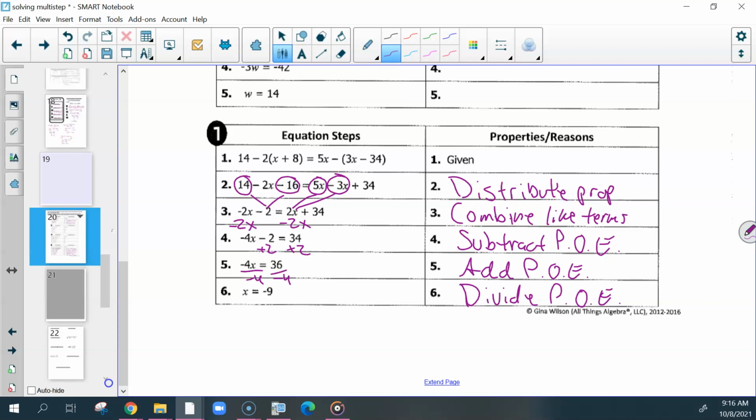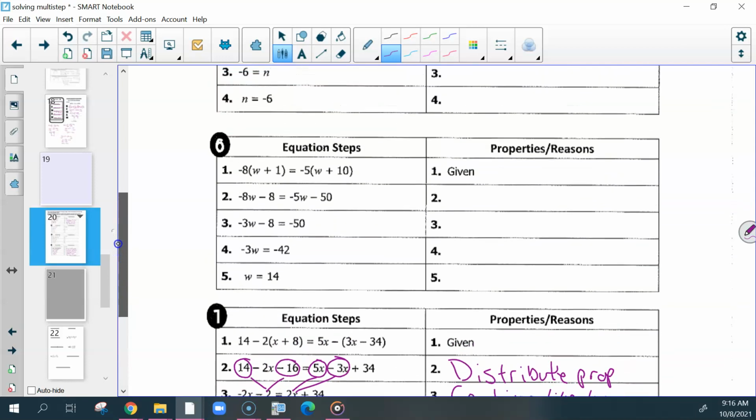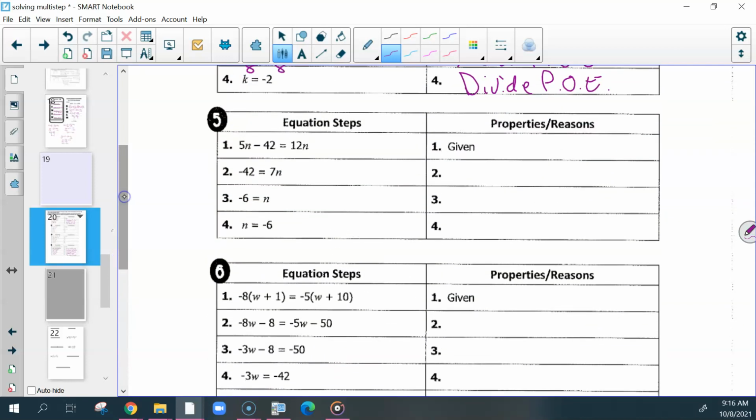In a second, I'm going to give you time to practice these two, but I want to give you one of them. From step 3 to step 4, all they did was switch the order.